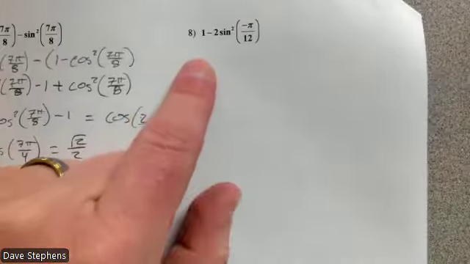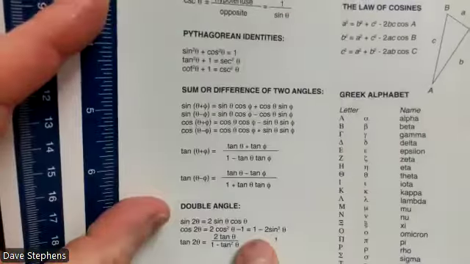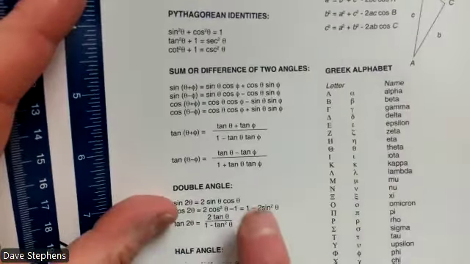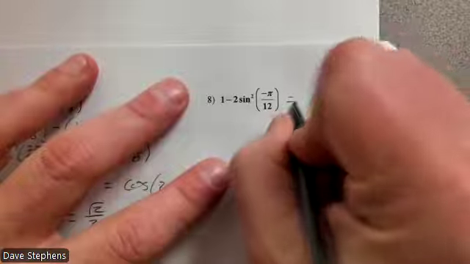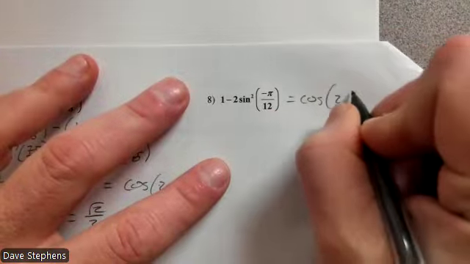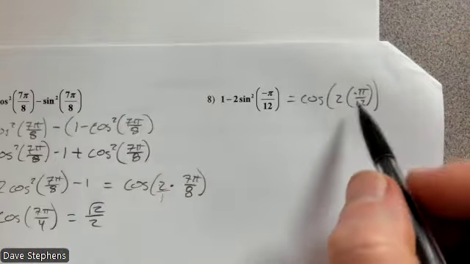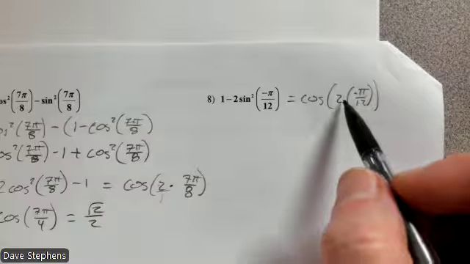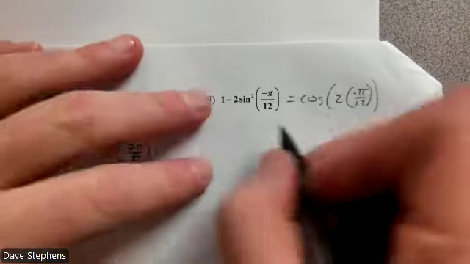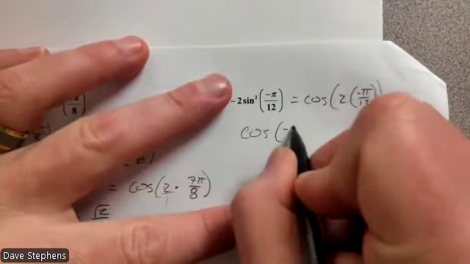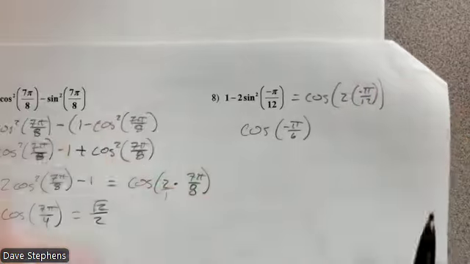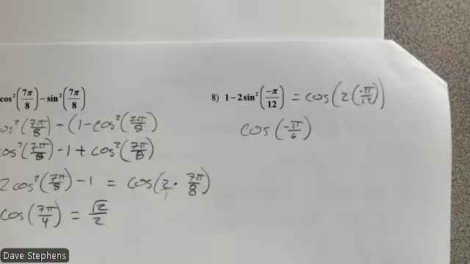Sweet. 1 minus 2 sine squared. Hey, girl. 1 minus 2 sine squared. I already got you, cosine of 2 theta. So this is the cosine of 2 times negative pi over 12. Sorry for all the extra parentheses there. That 2 is going to cancel with that 12. So we're looking at the cosine of negative pi over 6.